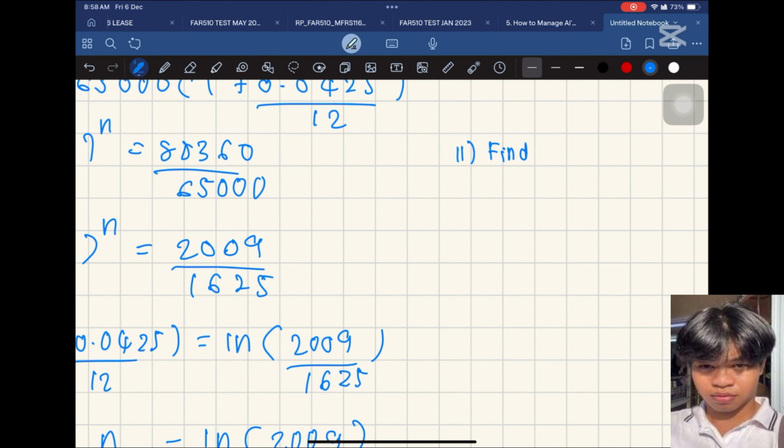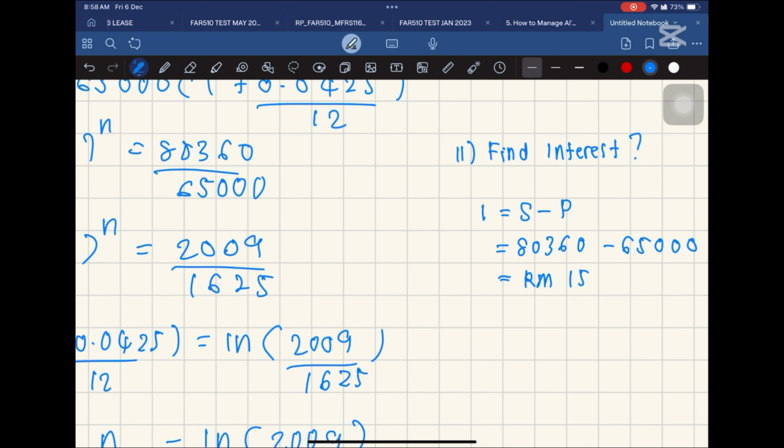Second, you need to find the interest. You use the formula I equals S minus P, which equals 80360 minus 65300. The final answer, you will get 15360.